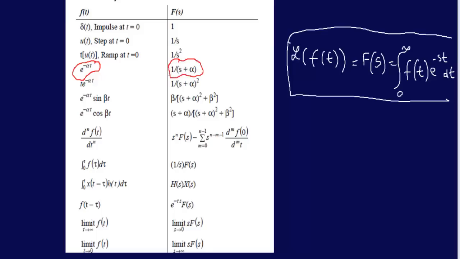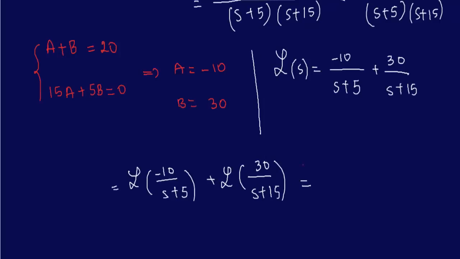So here for the table, we can recognize that we have 1 over S plus alpha. In our case, we have at the denominator S plus 5. So we have minus 10, which is a constant, so that carries out. Minus 5t plus 30 e to the minus 15t. And that's it. That's our answer.